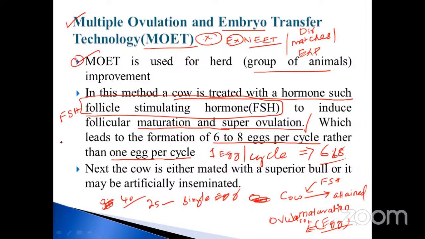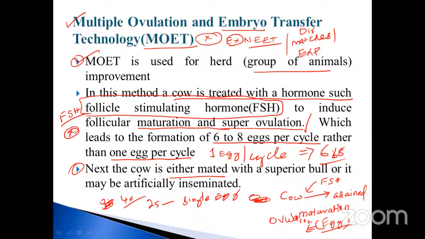Okay, my dear. Next, this is very, very important. Don't forget, first, follicle stimulating hormone. As a result, the egg maturation takes place very fast, and not only that, the number is also many-fold. Next, the cow is either mated with the superior bull or it may be artificially inseminated.